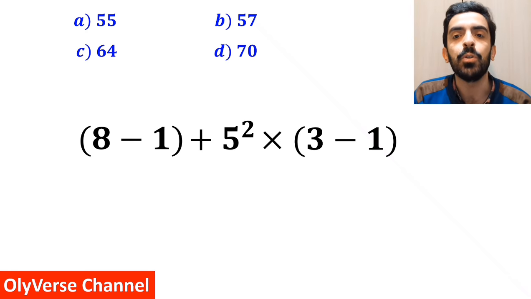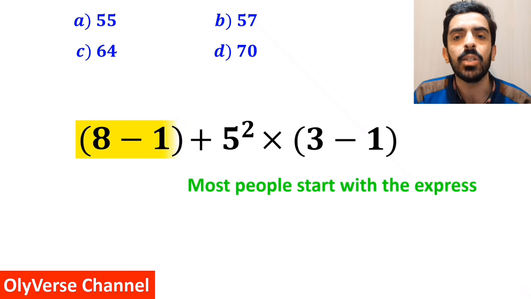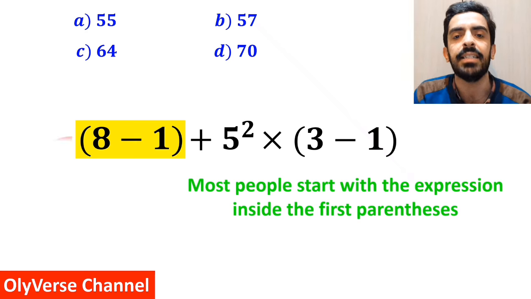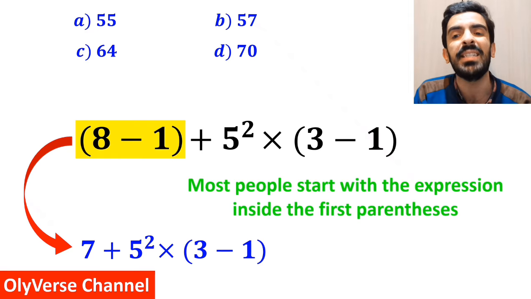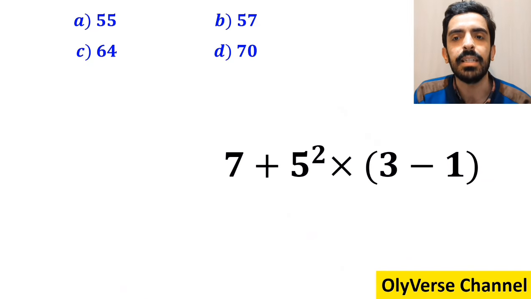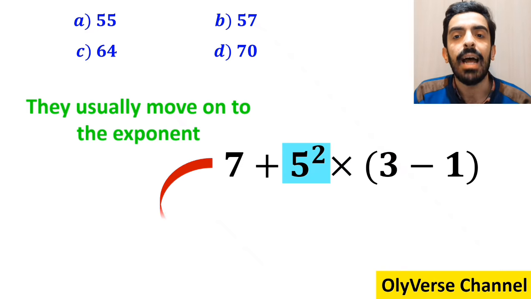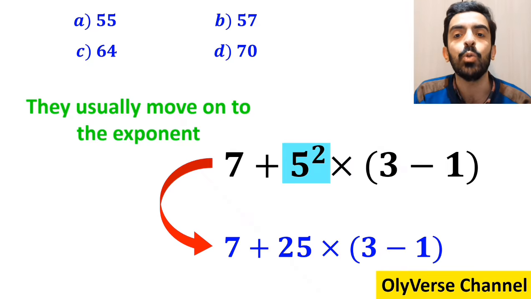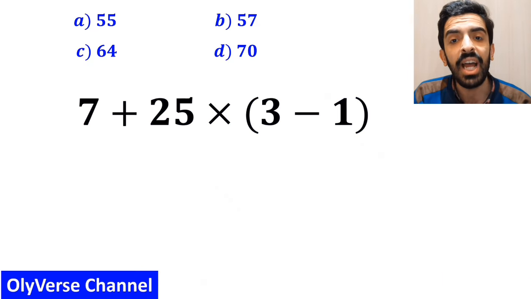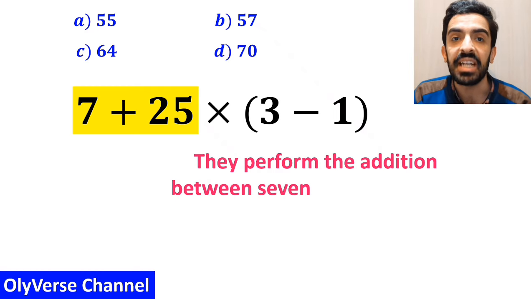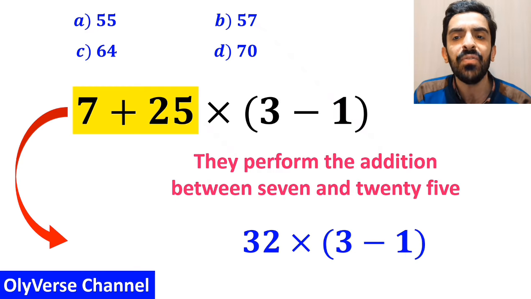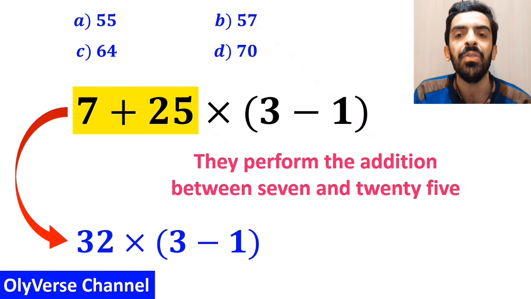And the first step to solve this question, most people start with the expression inside the first parenthesis and simplify this expression to 7 plus 5 squared multiplied by (3 - 1). And the next step, they usually move on to the exponent and replace this expression with 7 plus 25 times (3 - 1). Then, they perform the addition between 7 and 25, simplifying this expression to 32 times (3 - 1).